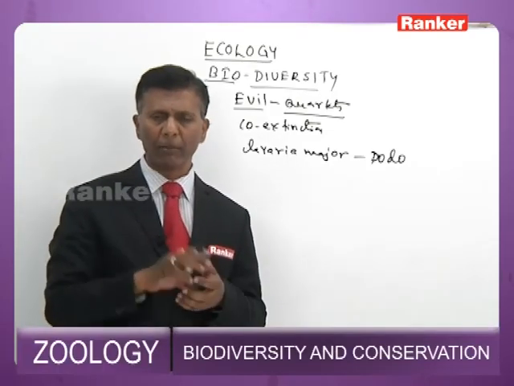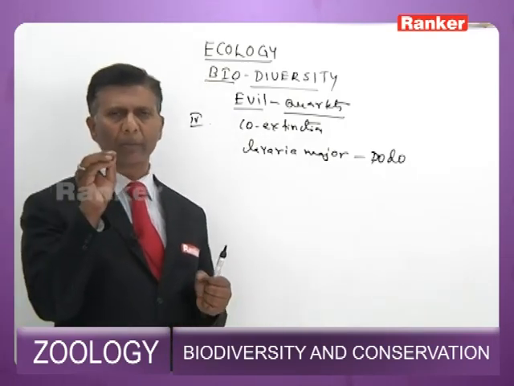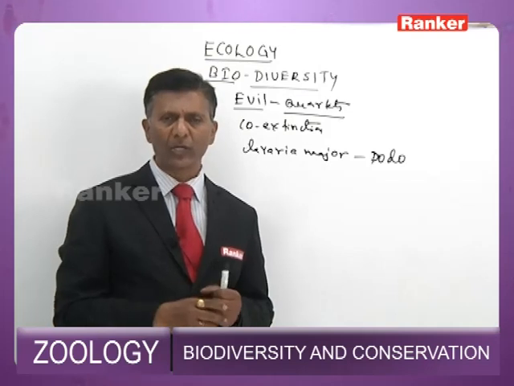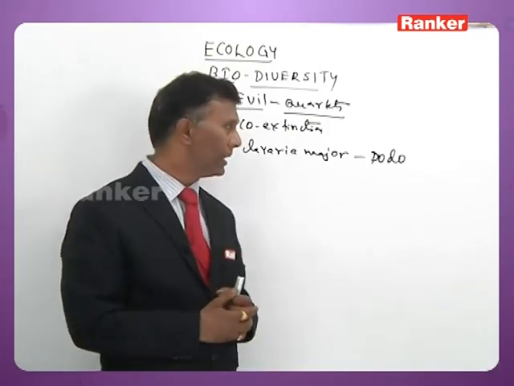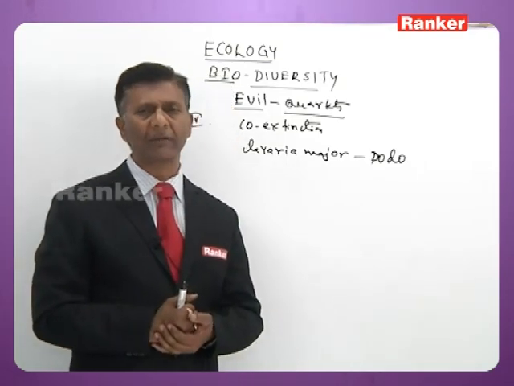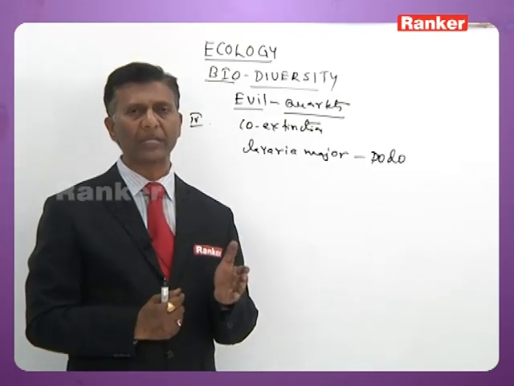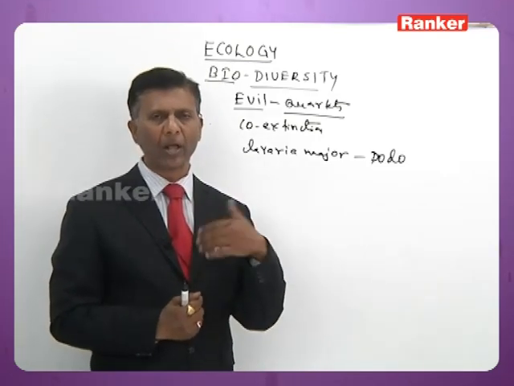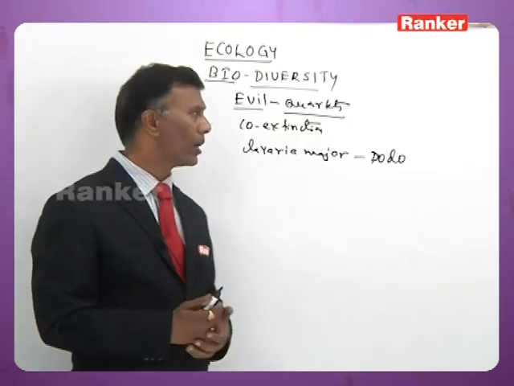When the seeds were made to pass through the alimentary canal of the dodo bird, all the seeds were made very soft, so that they could easily germinate when they were defecated. But when the bird became extinct, this plant Clavaria major also became extinct, which is the best example for co-extinction. When one organism becomes extinct, the organism that is dependent on it also becomes extinct over a period of time, which is called co-extinction.